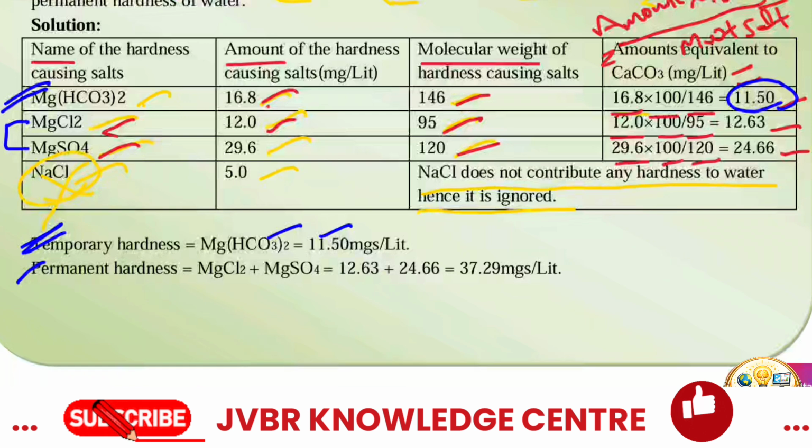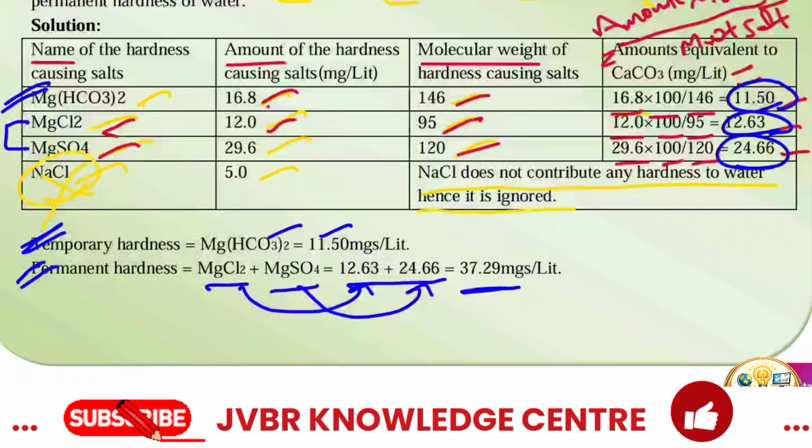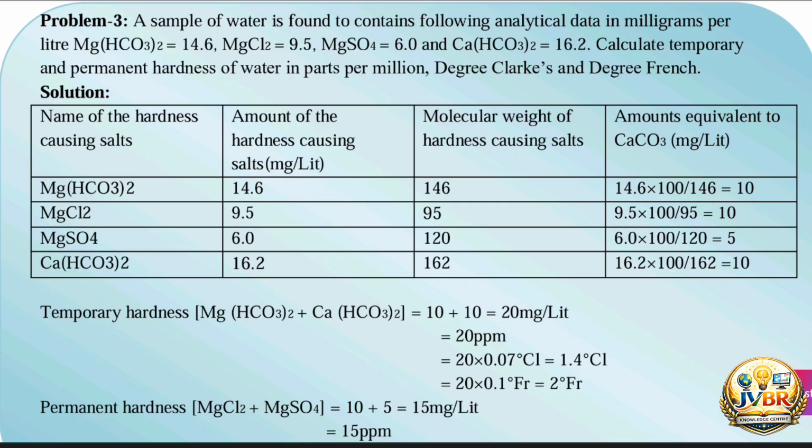So permanent hardness is equal to magnesium chloride plus magnesium sulfate. Here magnesium chloride hardness is 12.63 and magnesium sulfate hardness is 24.66, and then 12.63 plus 24.66 is equal to 37.29 milligrams per liter. So this is the permanent hardness of water. Now let us see the third problem.